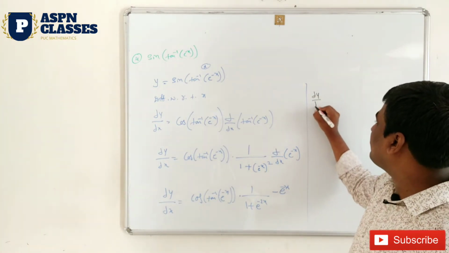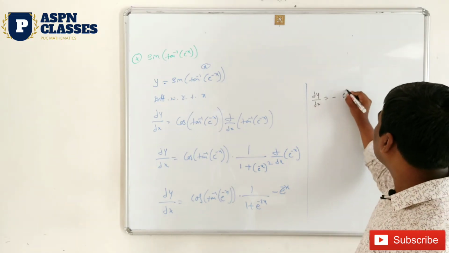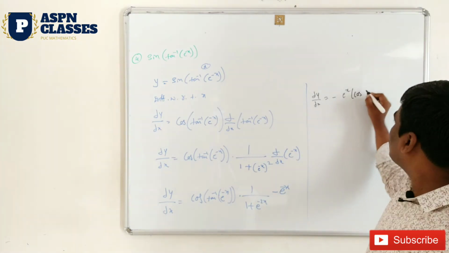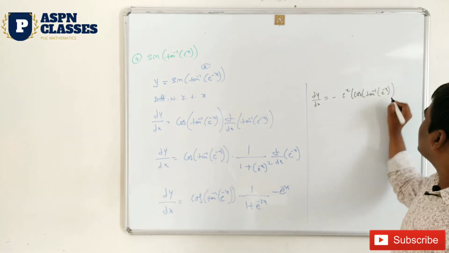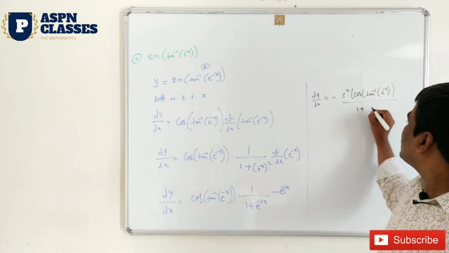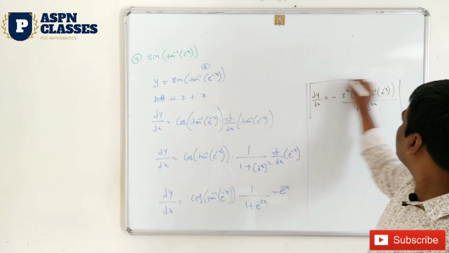Let me also write here dy by dx is equal to, the minus sign, so start with minus e raised to minus x, then cos of tan inverse of e raised to minus x, whole divided by what is remaining here, 1 plus e raised to minus 2x. So this is your last answer.